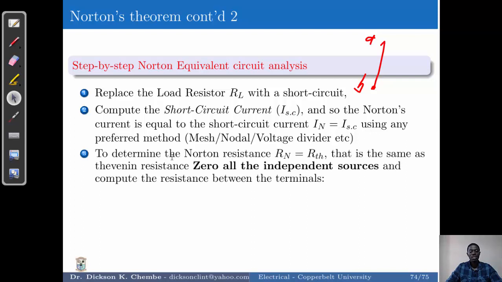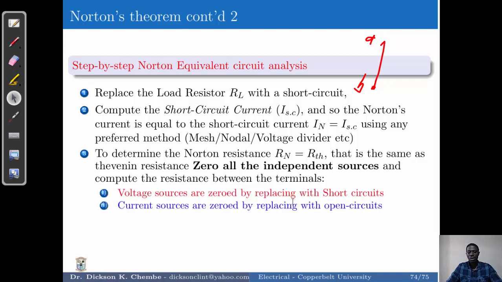And then afterwards you determine the Norton resistance, which we are calling the Rn, which, as I mentioned, is equivalent to or the same as the Thevenin's resistance. And we have to find this by zeroing the sources. So we zero the current sources by replacing them with open circuits, and we zero the voltage sources by replacing them with short circuits.